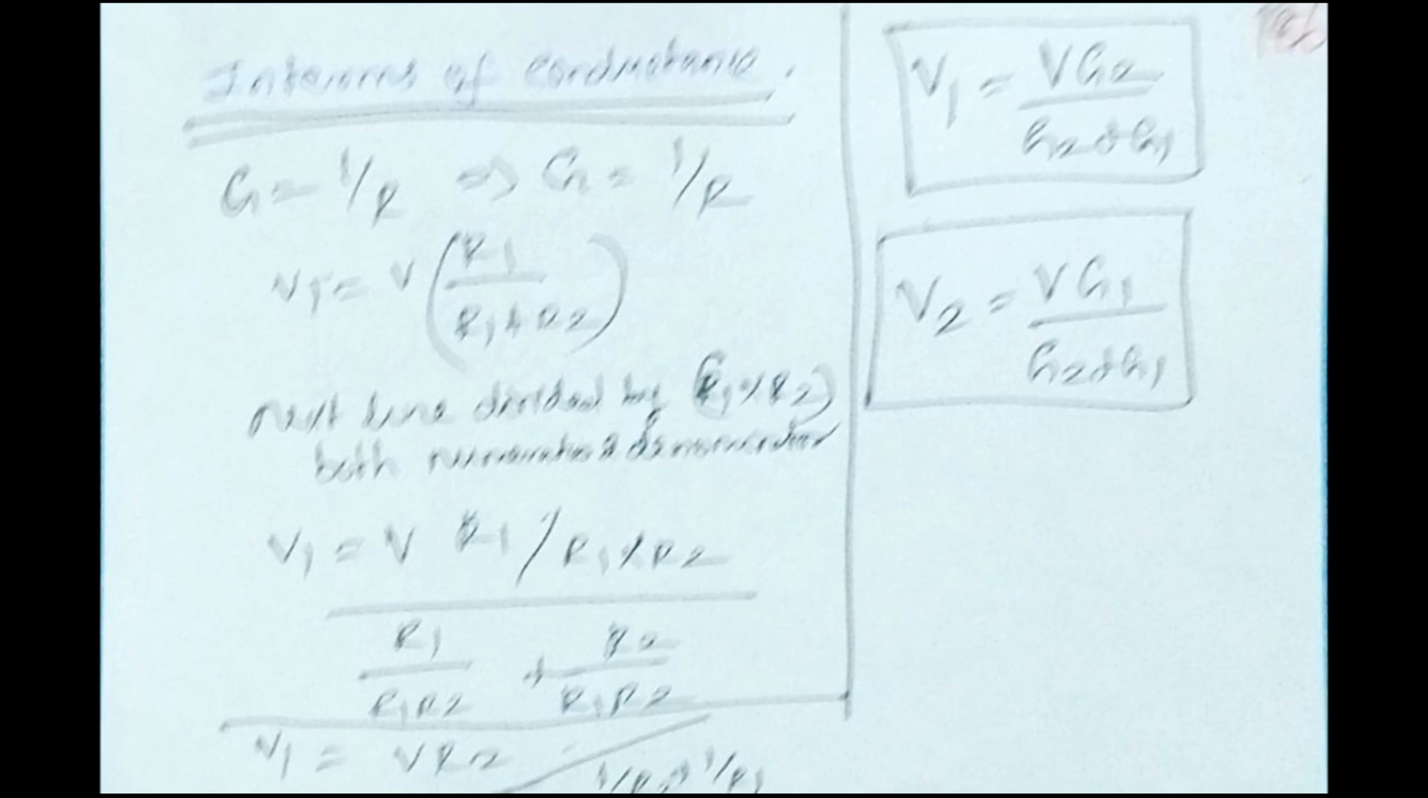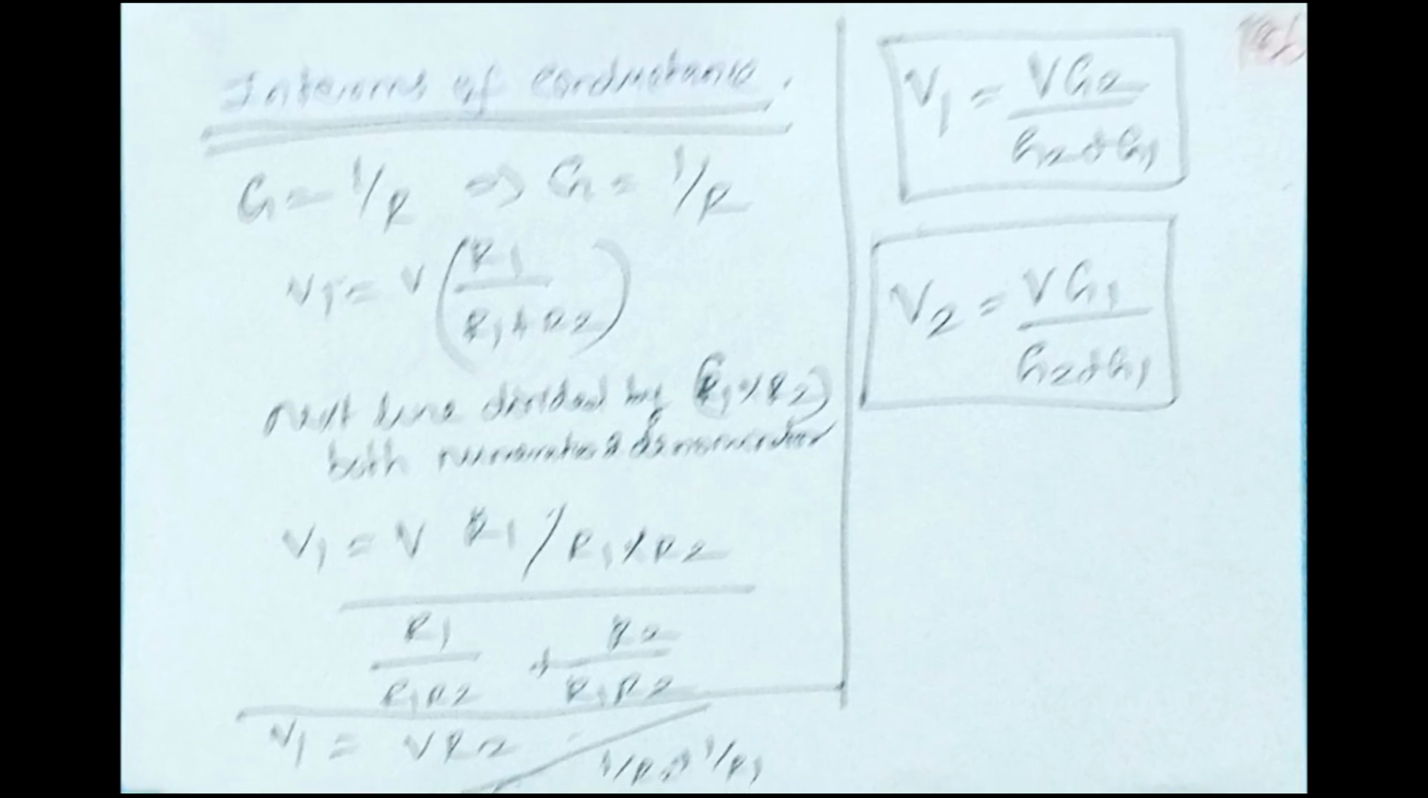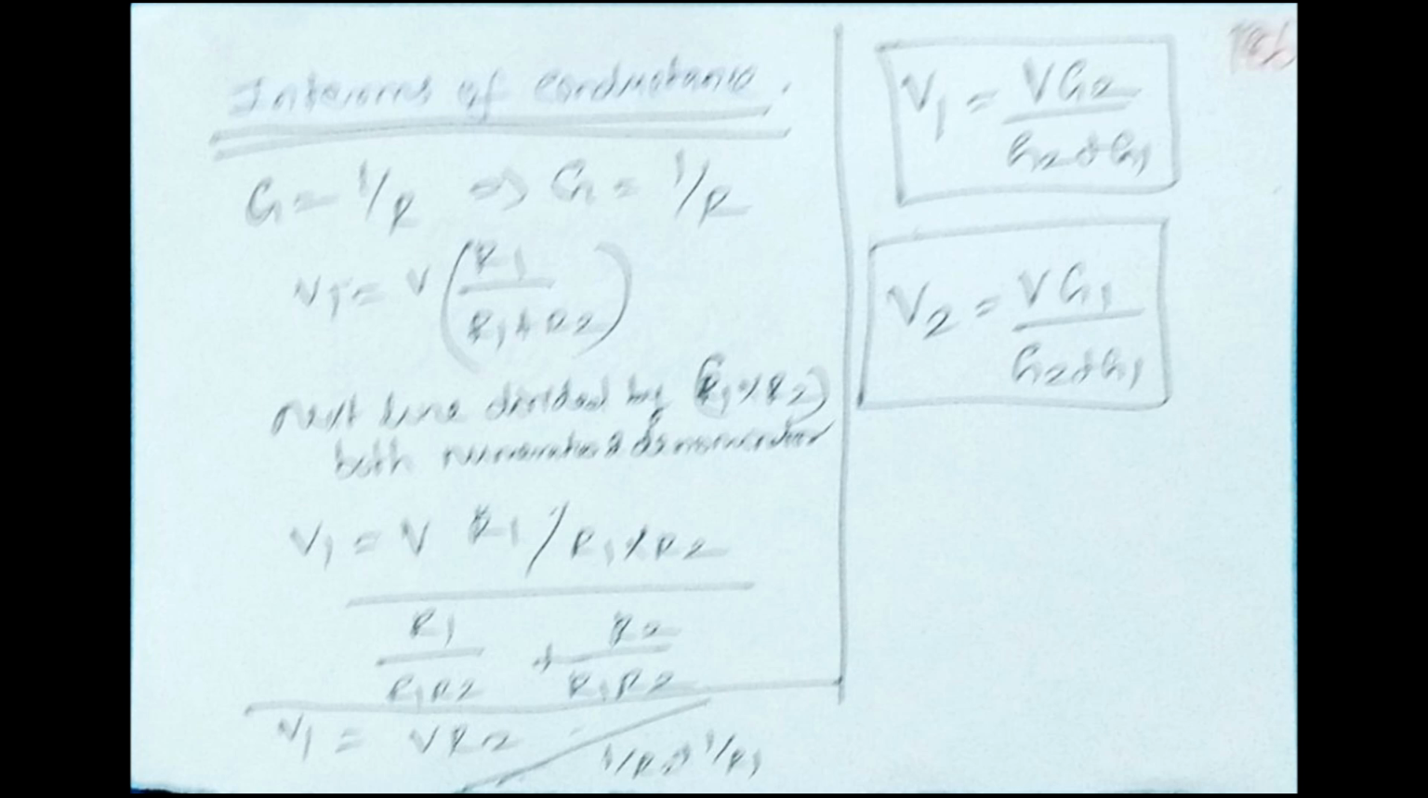In terms of conductance, G is equal to 1 by R. V1 is equal to V into R1 divided by R1 plus R2. Next, divide by R1 into R2, both numerator and denominator, as shown in the notes. V1 is equal to V R1 divided by R1 into R2, divided by R1 into R1 plus R2, that is R2 divided by R1 plus R2.